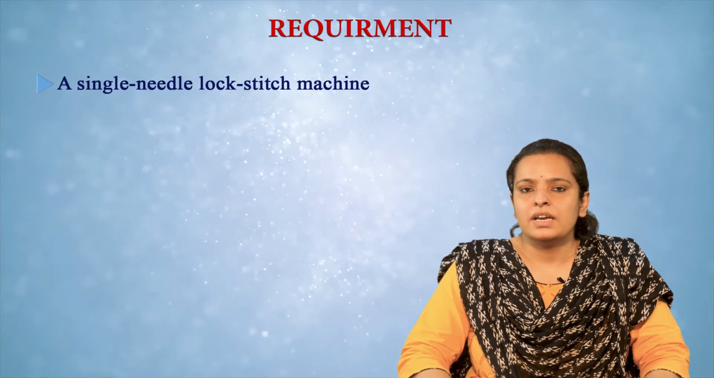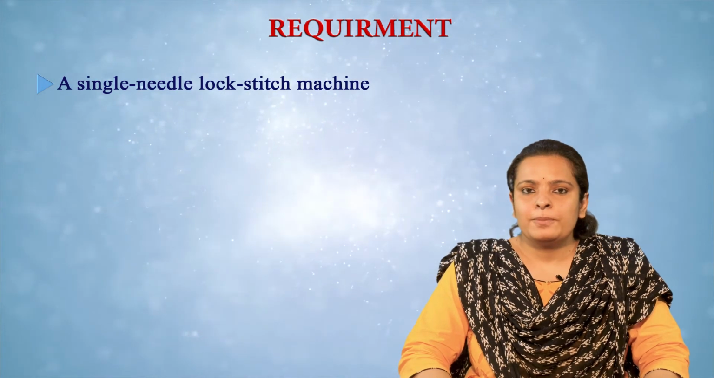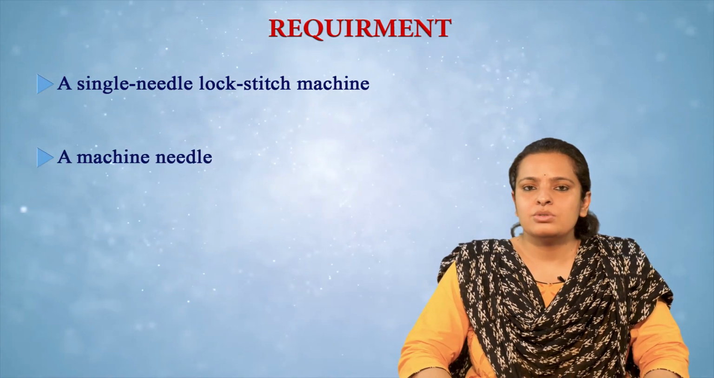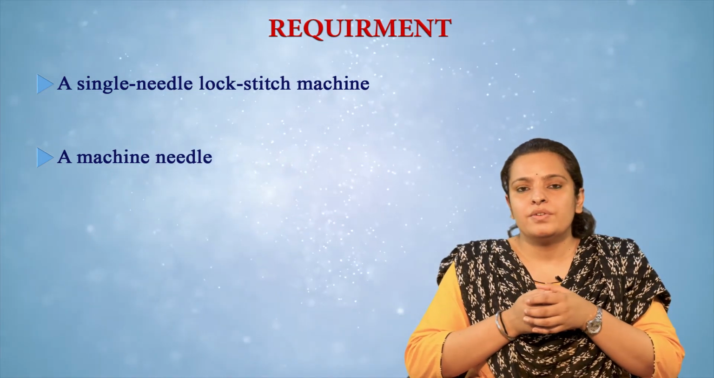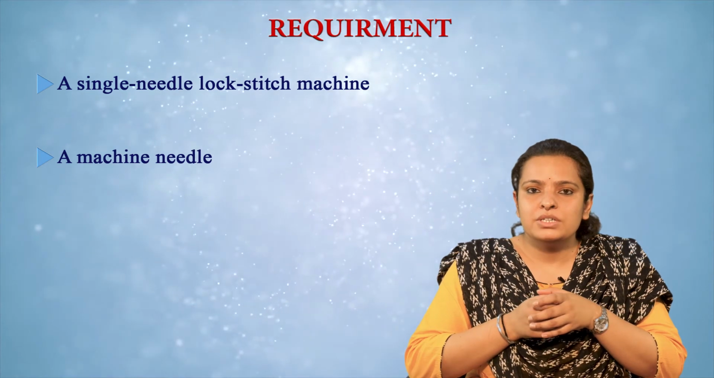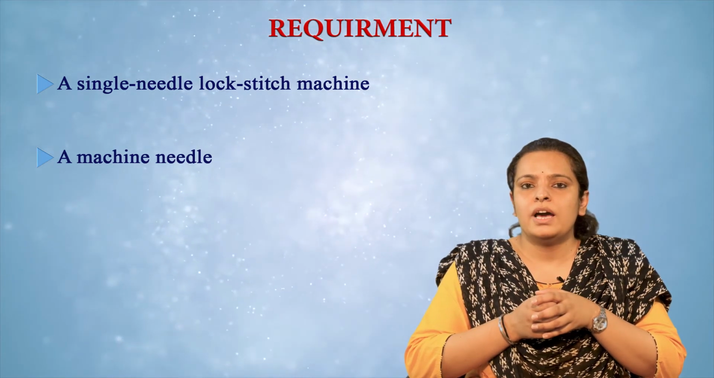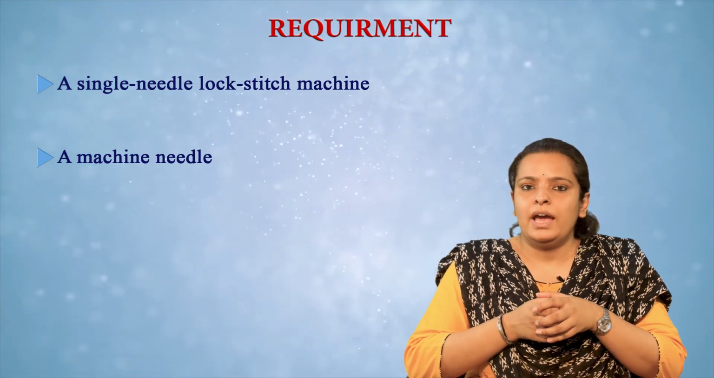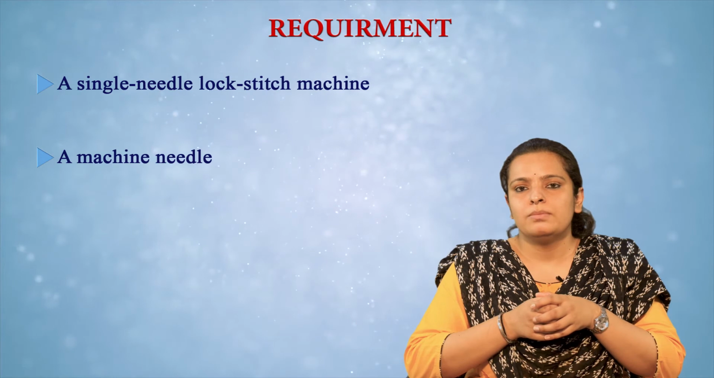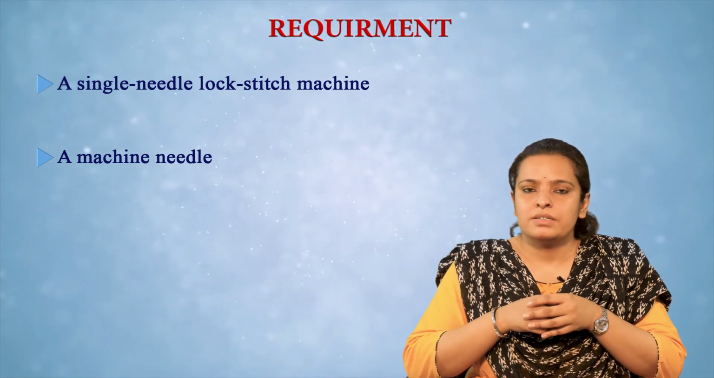So what is the first most important thing you will require while doing this activity? The first and most important thing you need is the single needle lock stitch machine. Then you need a machine needle. Needles we have also discussed in earlier sessions, they are of different types. The needles we use for hand stitching or hand sewing are very different, and the needles used for machine stitching are something different.